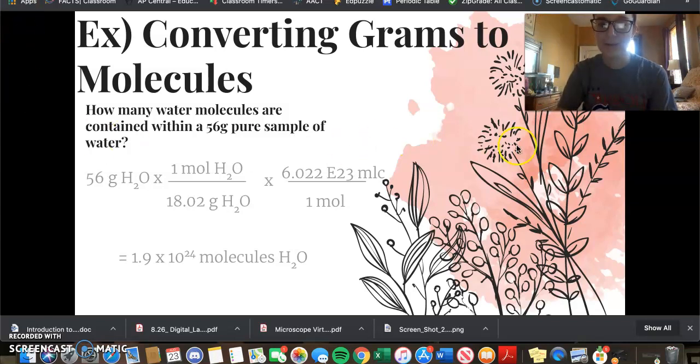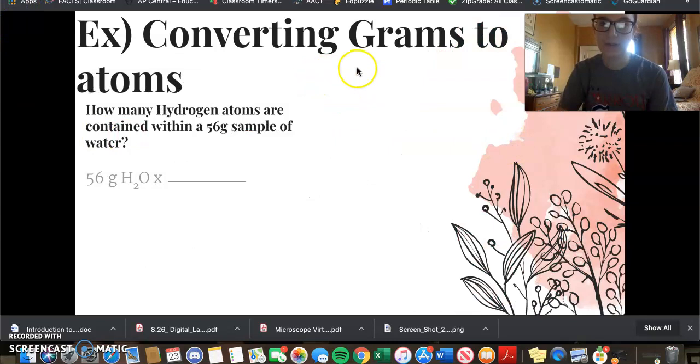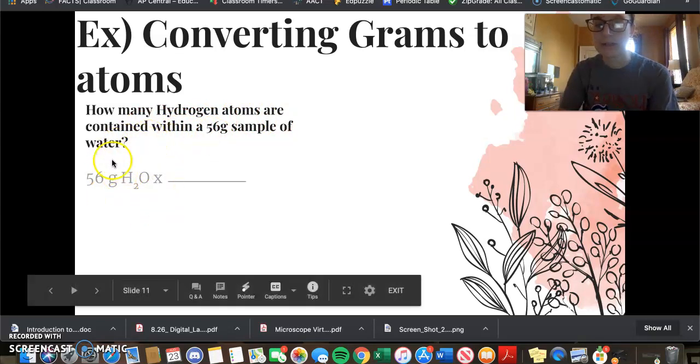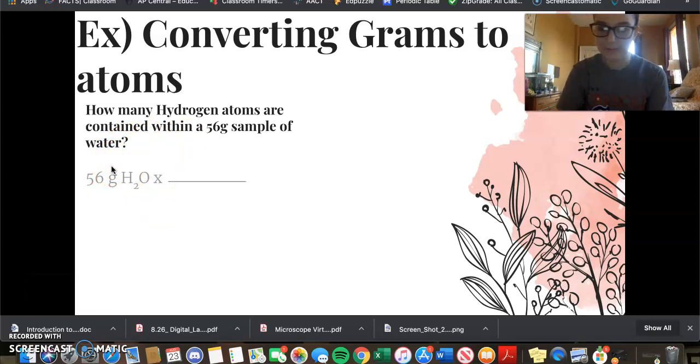Okay, so this next example is converting grams to atoms. So we've done grams to molecules, now we'll do grams to atoms. Here we want to know how many hydrogen atoms there are within a 56 gram sample of water. So here we have water. It is a compound, not an element that we can find on the periodic table. So first we're starting with grams. To get to atoms, ultimately we have to first go through moles.